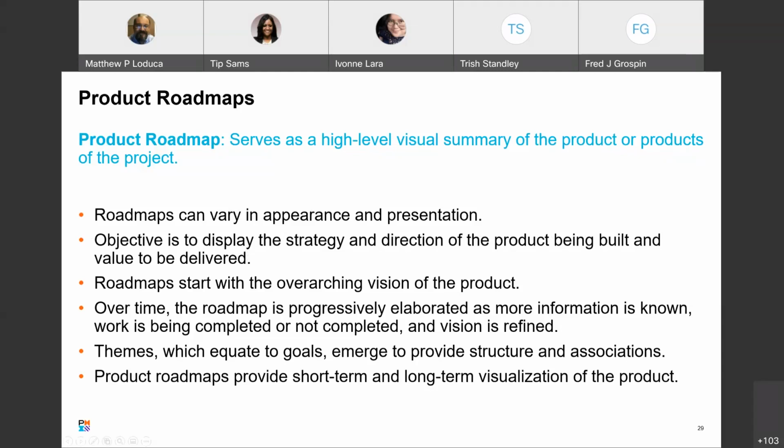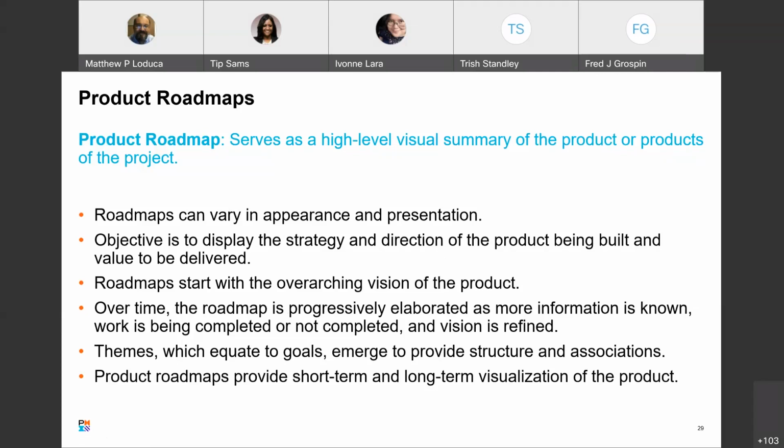So essentially, we get here, and it's going to tell us what's the great thing about getting there. It starts with the overarching vision of the product. So here's what we want to build. Essentially, this is the end. This is the goal. Over time, the roadmap is progressively elaborated as more information is known, work is being completed or not completed, and vision is refined.